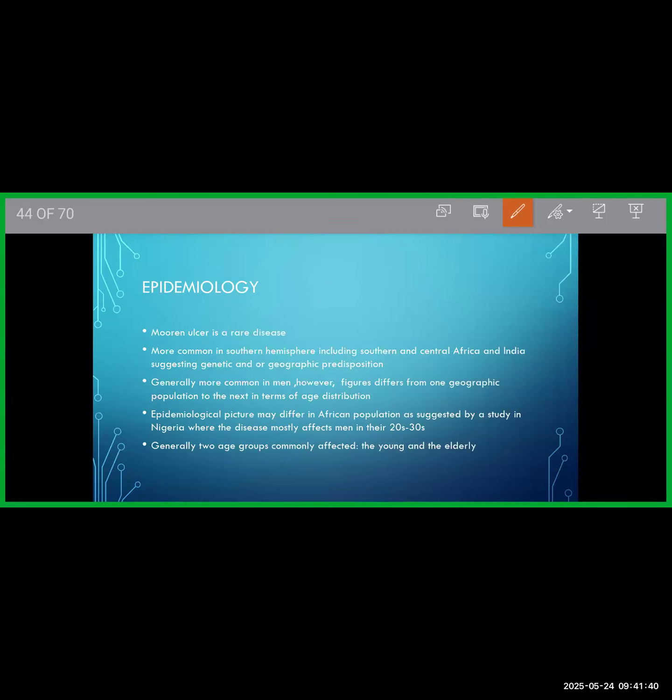Epidemiology of Morin's ulcer. Morin's ulcer is a real disease. It's more common in the southern hemisphere, including southern and central Africa and India, suggesting genetic and geographic predisposition. Generally, more common in men, however, the figure differs from one geographic population to the next in terms of age distribution. The epidemiologic picture may differ in African populations, as suggested by a study in Nigeria where the disease mostly affects men in their 20s. Generally, two age groups are commonly affected, the young and the elderly.